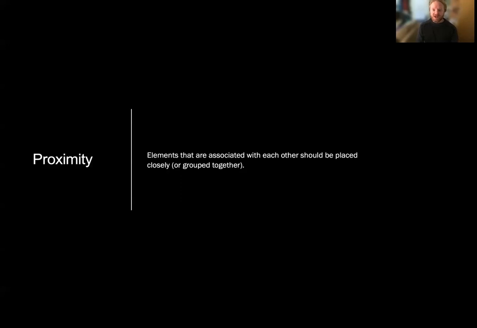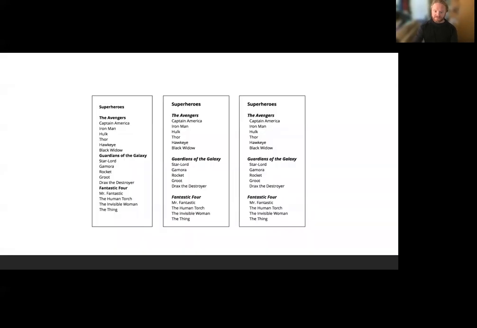Our final principle of CRAP is proximity. The principle of proximity states that related information or items should be grouped together to indicate a relationship. And unrelated items should be separated. This helps provide structure to the information being presented, thus making it easier for the viewer to recognize relationships between elements and focus on related groups. So in proximity, elements that are associated with each other should be placed closely together or grouped together.